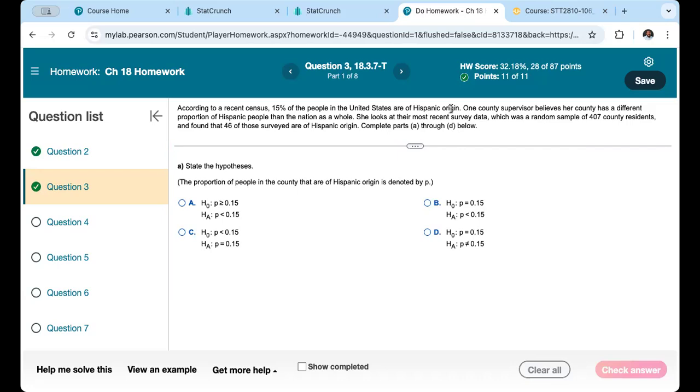If it's one side, maybe she believes that her county has more Hispanic people, then that is greater than, or fewer Hispanic people, then that is less than. But a different proportion means that theirs is not 15%, which means it could be less than or more than. So the alternative should be not equal to. Is that very clear? Good. So we get D.